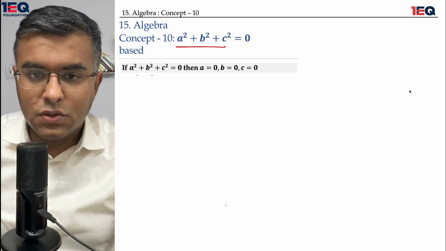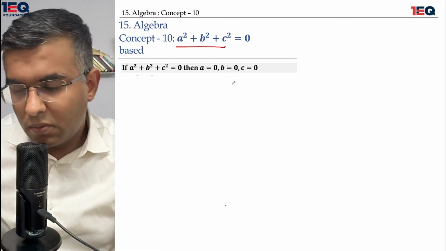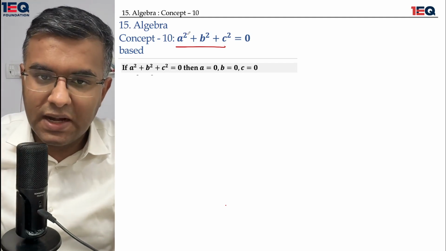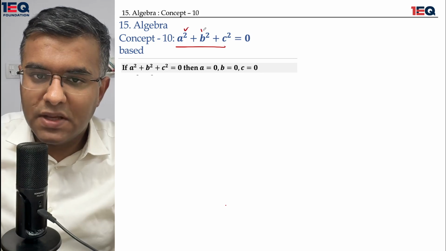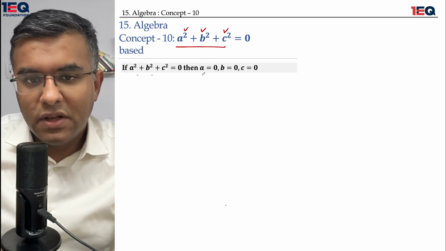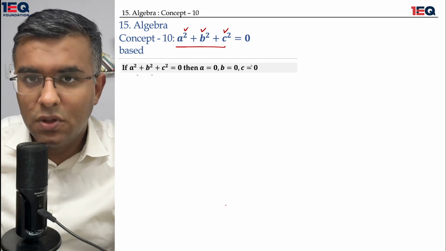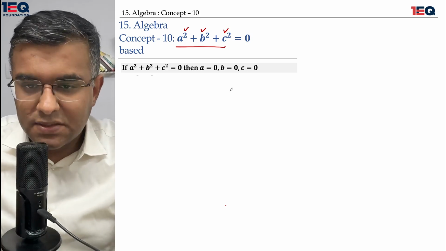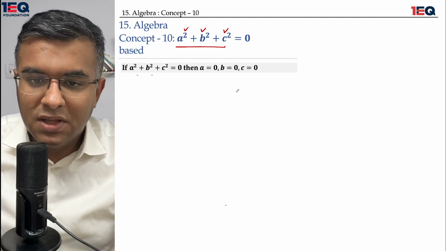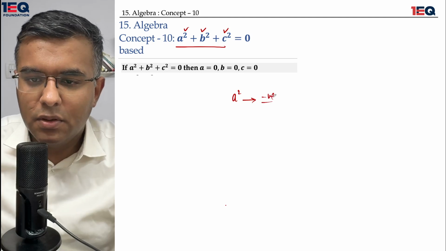So we'll be continuing with the same question. What does the concept talk about? It says that when a square plus b square plus c square is equal to 0, then we'll have to automatically assume that a is equal to 0, b is equal to 0, and c is equal to 0. Why is it so? What is the theory behind it? The thing is that a square can never be a negative number.